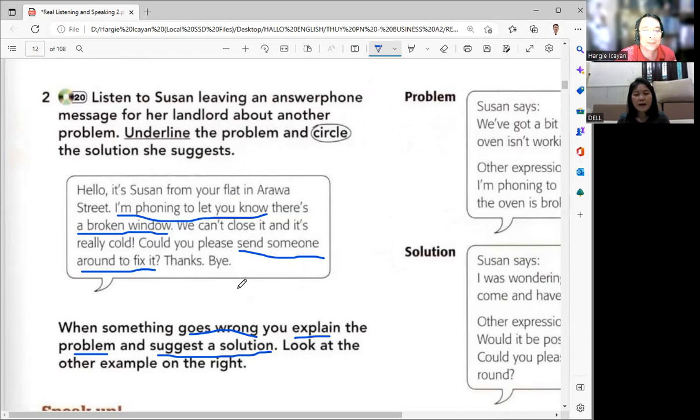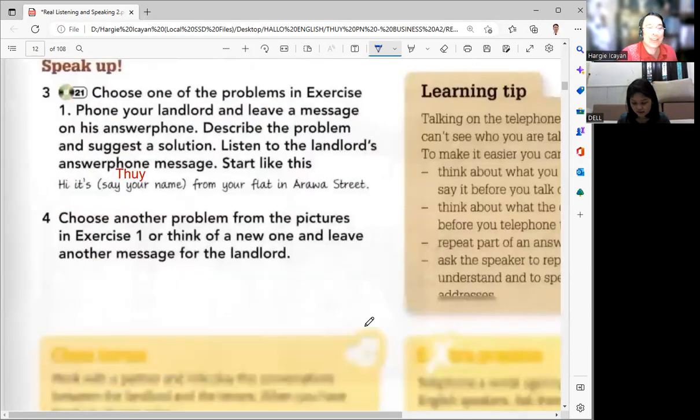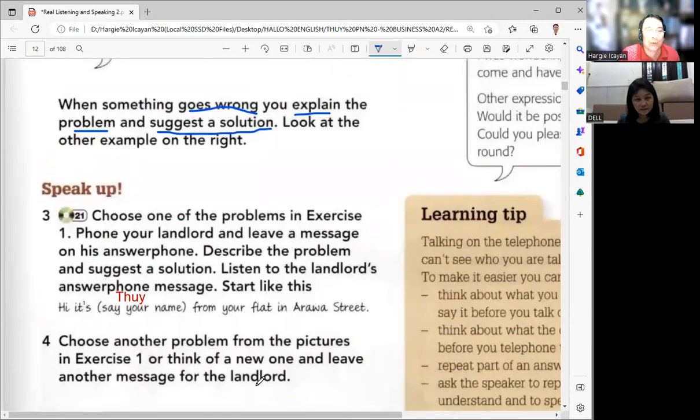Thanks. Bye. Okay. So that is how you are going to leave a message. I don't know if that would work at this point in time. Do you have a smartphone also, Toy? Have you experienced leaving a message only on a smartphone or an answer phone?